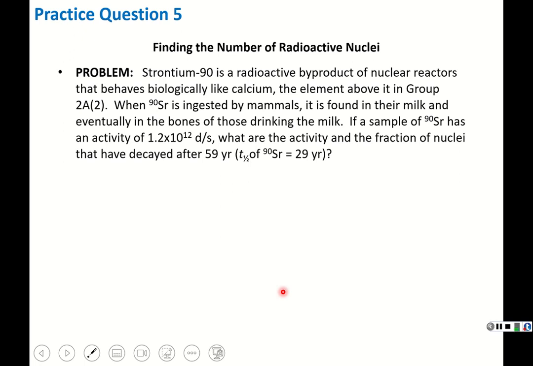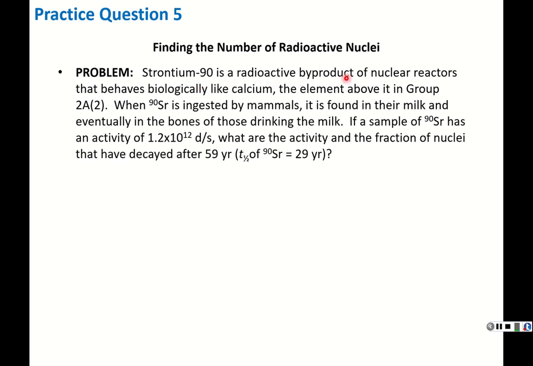In some ways, radioactivity is a little bit easier to deal with than kinetics, because we're just using first order processes, so the number of equations you have to be familiar with is not as much, but some of the math that you'd have to do is still somewhat in depth. So let's work through a problem.